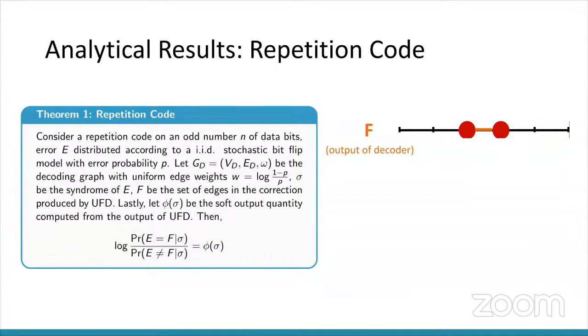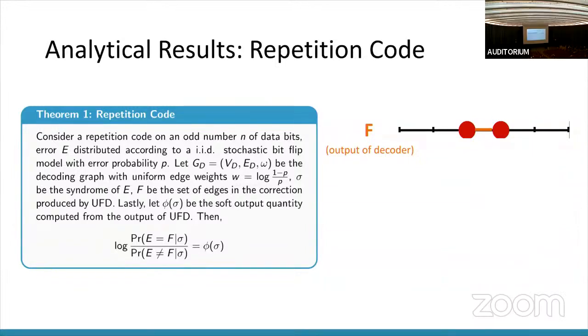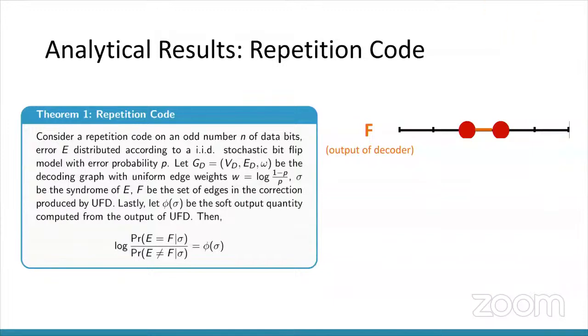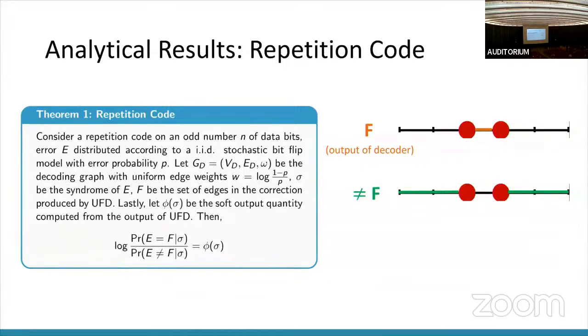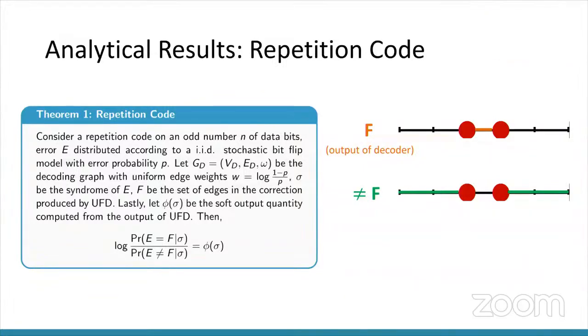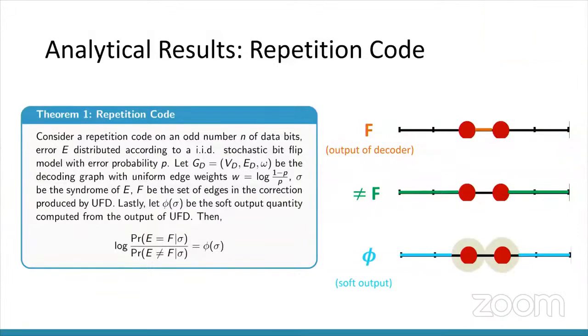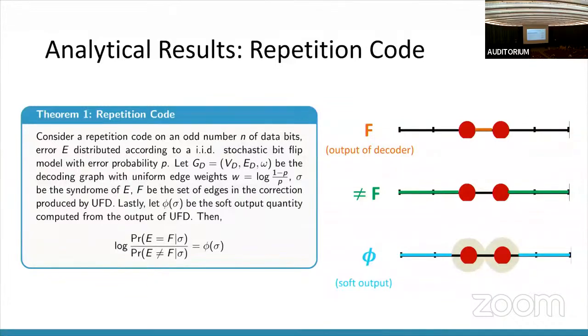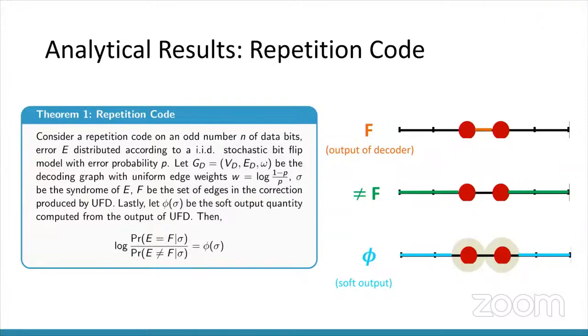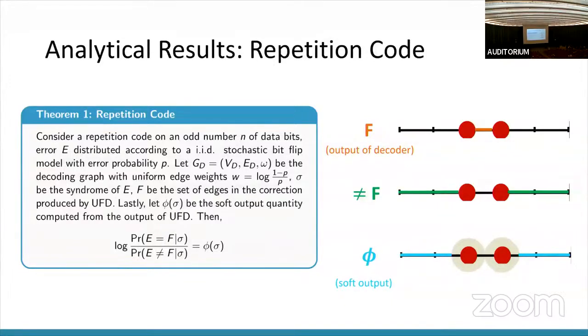There's some error that happened here, and it produced this red syndrome. And so the output of the decoder is, we're going to call this orange line right here. The probability that the error was this orange line, divided by the probability that it's not that orange line. The log of that ratio is exactly this phi value, this soft output value that we've defined before, which is like the distance from one boundary to the other boundary with everything inside set to 0.